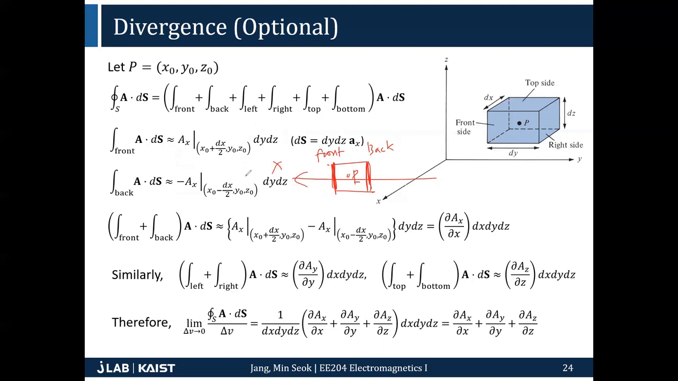Then for a closed volume, the surface vector direction is always defined from inside to outside. So the front surface has the direction like this, and the back surface has the direction like this. And then, for instance, the top surface has a direction like this, and the bottom is like that. Okay, and that's the reason why the front surface direction is +x and the back surface direction is minus x. I think that answers your question.